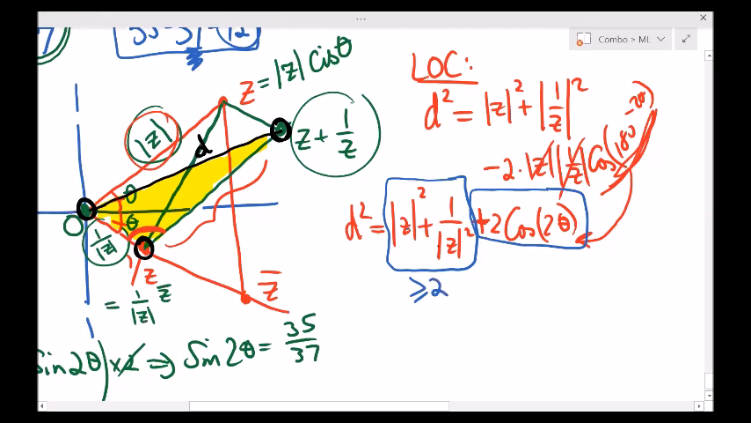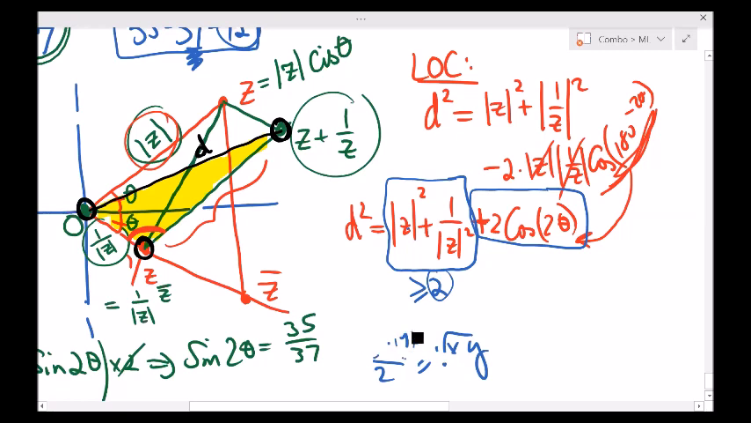Because if z was on the unit circle, the minimum situation, z and 1 over z would be just on the unit circle. Their magnitudes would both be 1. Yes, that's called the AM-GM inequality. Remember AM-GM, right? x plus y over 2 is greater than or equal to square root of xy. If you replace x with the absolute value of z squared, and y with 1 over the absolute value of z squared, you immediately get that it's greater than or equal to 2, right?